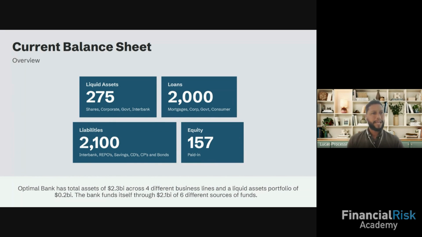All right. So we have a balance sheet of 2,000 units, right? It could be 2,000 euros, and liquid assets of 275, 2,100 of liabilities that is distributed into 6 different products, 155 in equity, right? So the bank has 6 different sources of funds, and also 4 different business lines, and also a liquid assets portfolio to manage, okay?